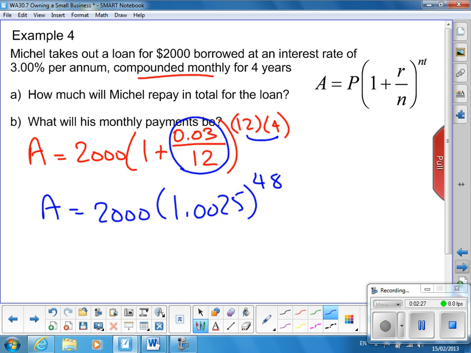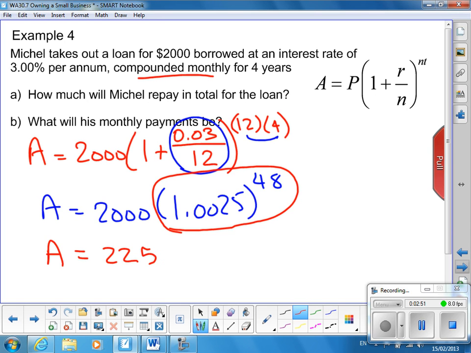Then just this part has the exponent. So don't multiply the 2,000 times the 1.0025 first. You need to do the interest rate 1.0025 to the exponent of 48, and then times it by 2,000. So you should get an answer of $2,254.66. That is the total interest and principal.